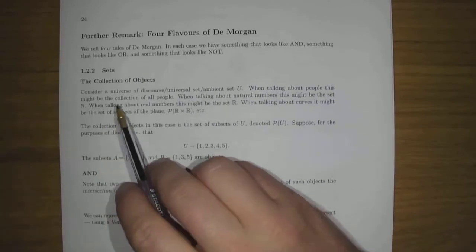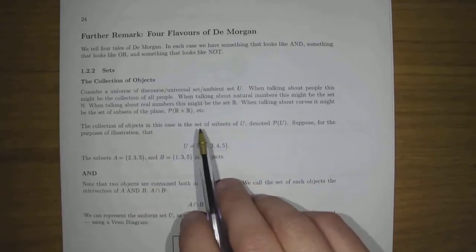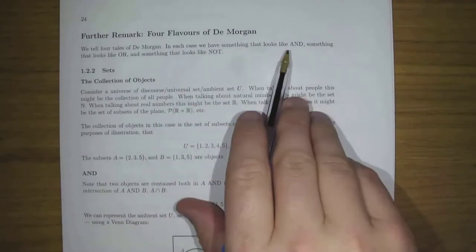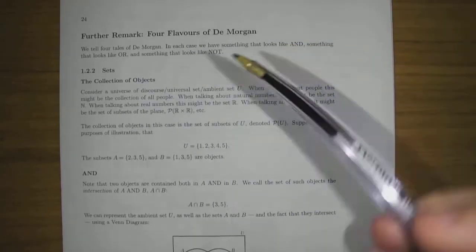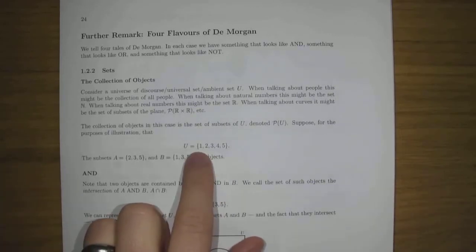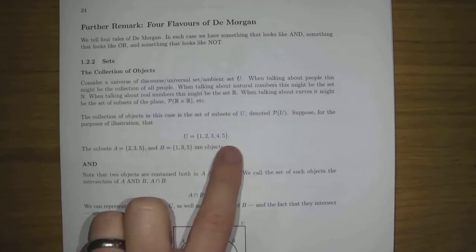Okay, so consider a universal set, an ambient set, so the collection of objects that we're thinking about. In each setting we're going to have a collection of objects, something like and, something like or, and something like not. And De Morgan is going to apply in each case. So for sets, the objects are going to be subsets. We're going to take the universal set 1, 2, 3, 4, 5. So the objects that we're considering in this way of explaining De Morgan are subsets of U.